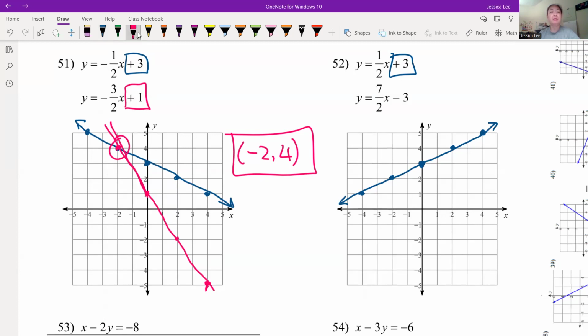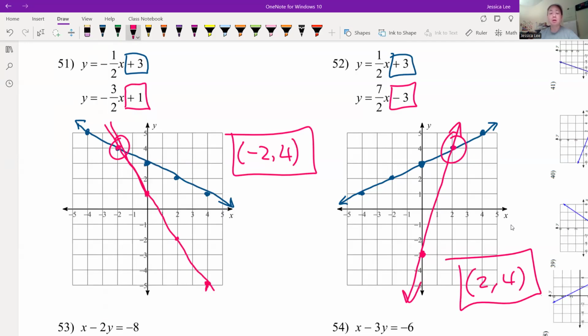It's not bad. And then second one, we have a -3. So we're going to start at -3. And then we're going to go up 7. So 3, 4, 5, 6, 7, and over 2. Ooh. I can only have 2 points at this juncture. Where do they cross? You'll see it right here. So it's going to be 2, 4. Yay.